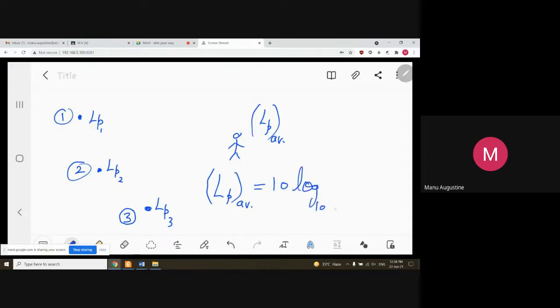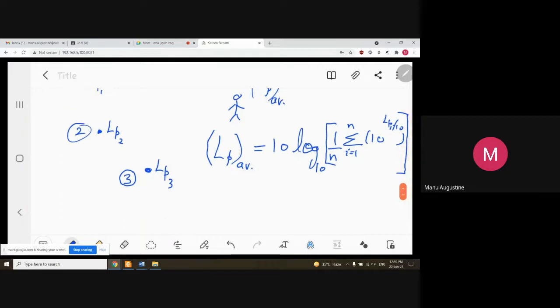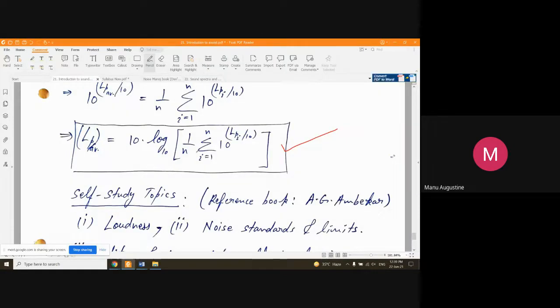See, this particular part is common all throughout all the formula that we have learned here. 10 log to base 10, and then inside the bracket, you take the average of all the individual LP, sorry, not individual LP values, the expression 10 raised to power LPi upon 10. This is what you have to do. So this is the same formula which was actually claimed to be very complicated.